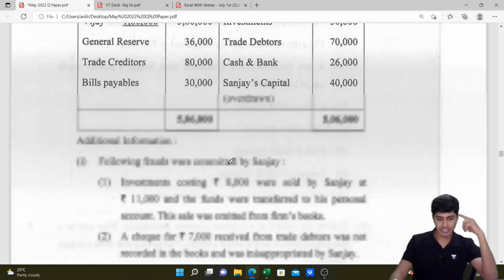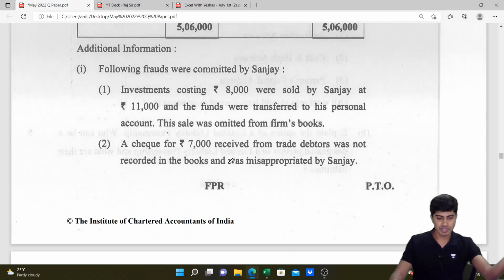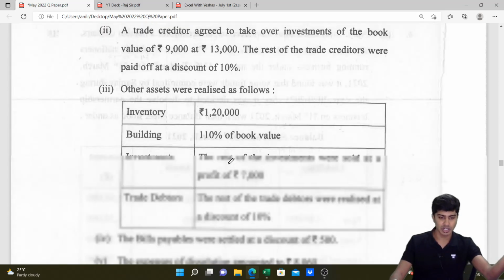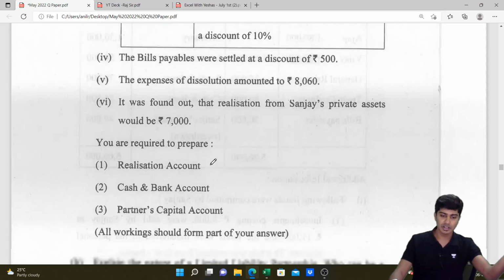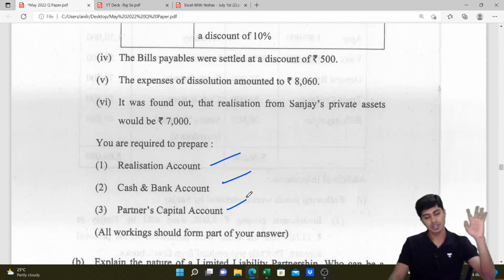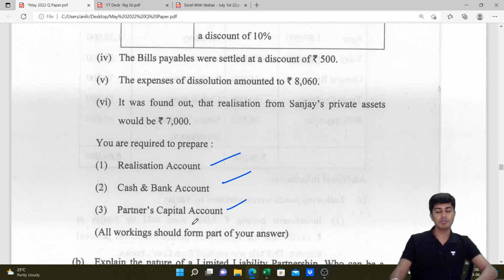They have given the balance sheet. They have also given some information about how the assets are sold and how the liabilities are settled. They want us to prepare realization account, cash account, and partners capital account. All the working notes should form part of your answer. Definitely, don't worry, we'll do that.